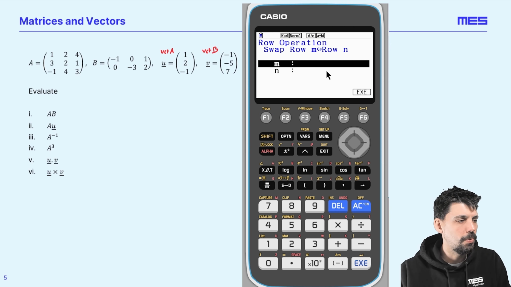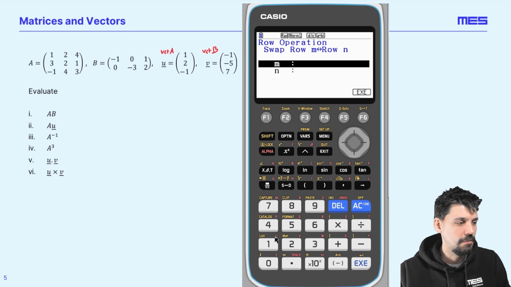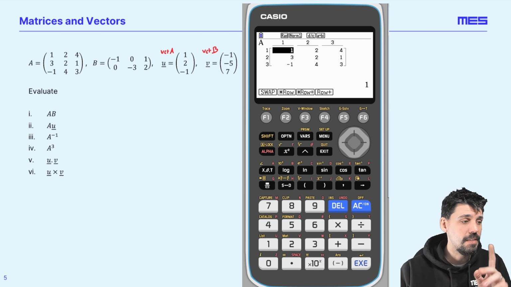You can swap row 1, row 2. I don't want to, but row 1, row 2, we could do it. And now they've been swapped. I'm going to swap them back. Thank you very much. Row 1, row 2. So this is very useful if you want to do some row echelon reduction, anything like that.